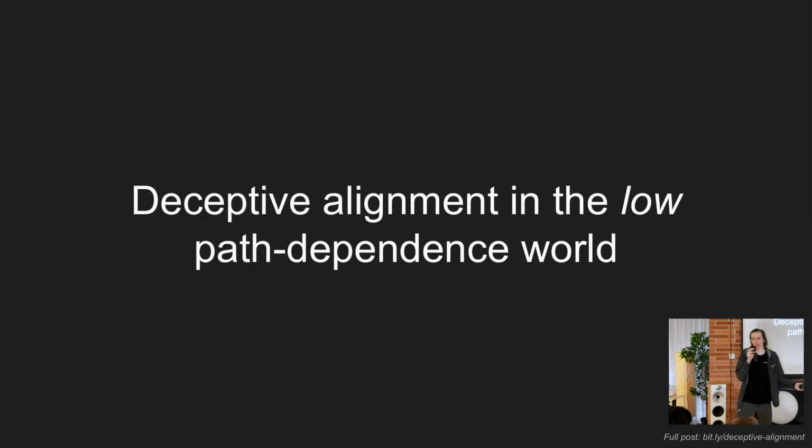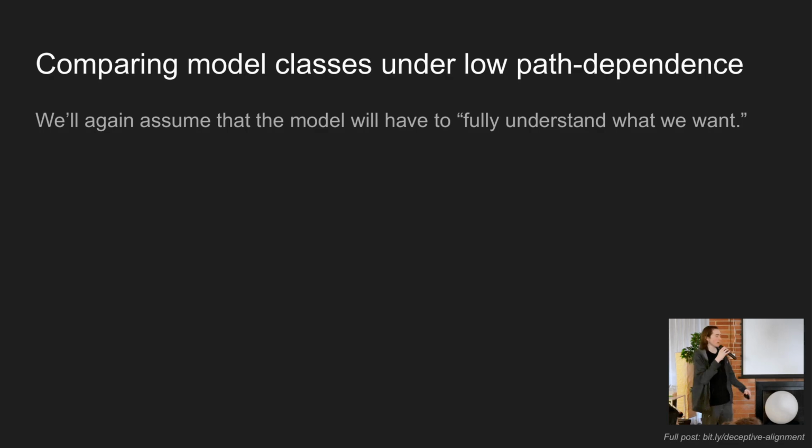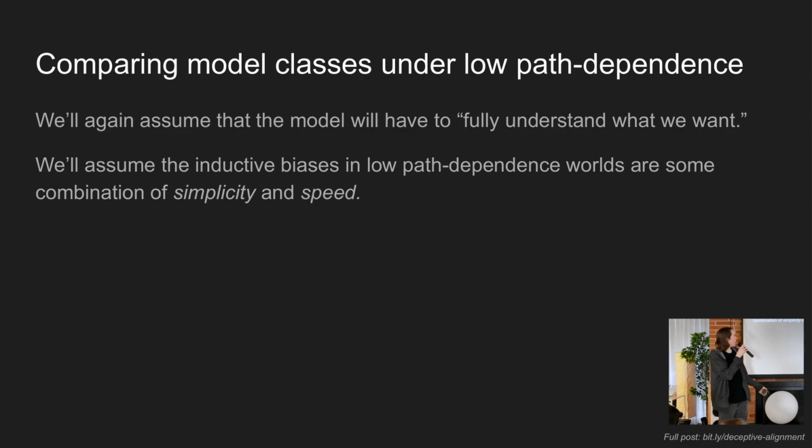Okay, so that's the high path dependence case. Now we're going to shift gears and talk about the low path dependence case. We want to redo the whole analysis that we just did, but under a different view of the inductive biases, a different way of thinking about what determines which algorithm we get. Again, we're assuming the model has to fully understand what we want in terms of what model classes we're looking at. But to distinguish between these model classes, we have to look at what properties of an algorithm the low path dependent inductive biases might be looking for.